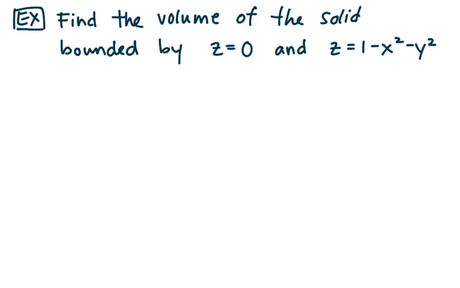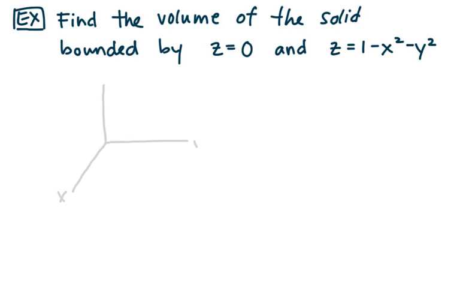Welcome back. For this example, we're going to find the volume of a solid, which is bounded by the plane z equals 0 and the surface z equals 1 minus x squared minus y squared. All right, let's think about this. What is this surface? Remembering back, we should recognize that this is a paraboloid opening down with a z-intercept of 1. So let's think about this graph in 3 space.